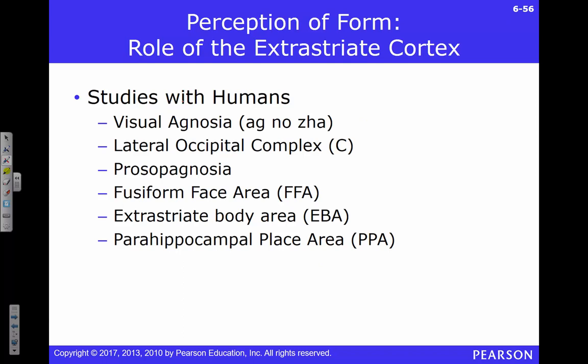There are a number of folks who have some type of visual agnosia. That means they can't identify objects, they can't see certain things. There is a particular kind of agnosia where you don't recognize faces. That can be a real problem. Most of us identify each other by our faces, right?